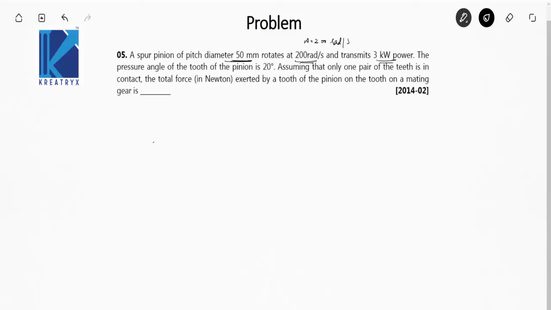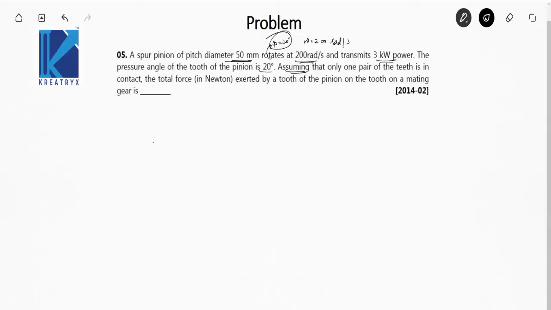The pressure angle of the tooth of the pinion is 20 degrees, that is phi is 20 degrees. Assuming that only one pair of teeth is in contact, find the total force exerted by a tooth of the pinion on the tooth of a mating gear.